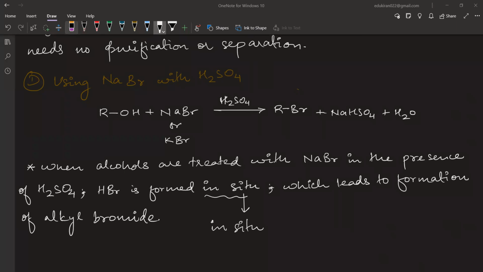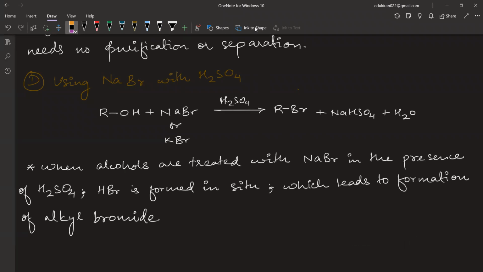In situ means anything that is formed in between the reaction, and then it is further used to form the product. So we are not adding HBr as a reagent. What we are adding is the precursor of HBr. Then HBr is formed inside the reaction, and then further it reacts with alcohol and it forms RBr. You got it now? In situ? Yes. Okay.